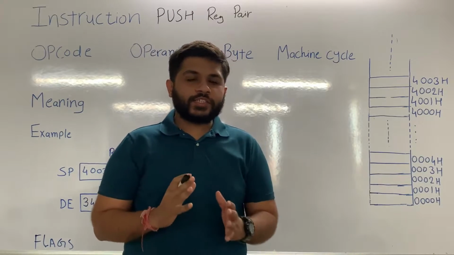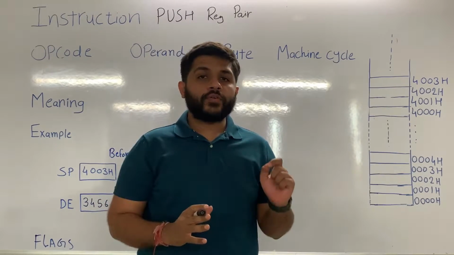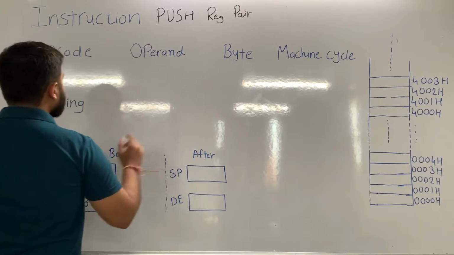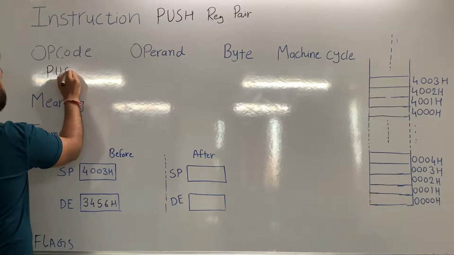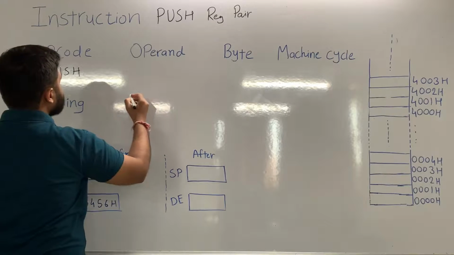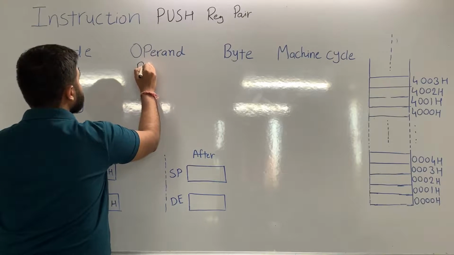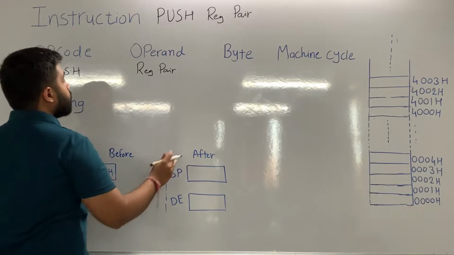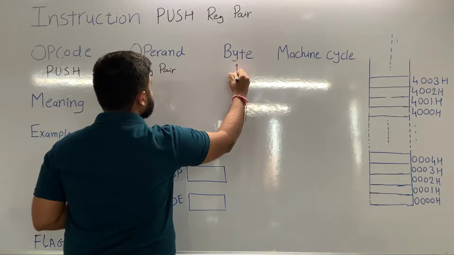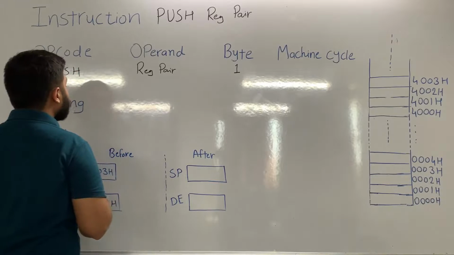So now we are going to see the instruction, that is push register pair. In this instruction the opcode is push, the remaining portion of the instruction is operand, that is register pair. No data is present in the instruction, it means this instruction is of only 1 byte.